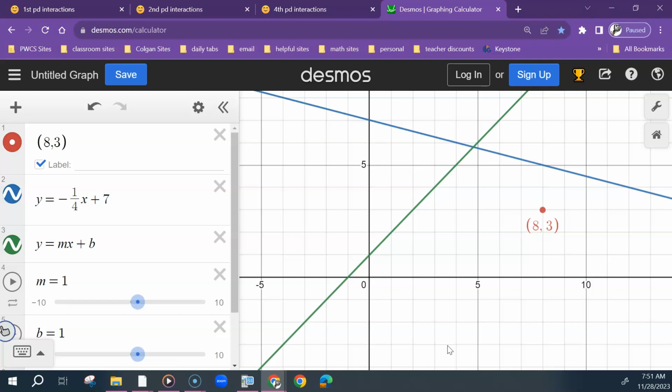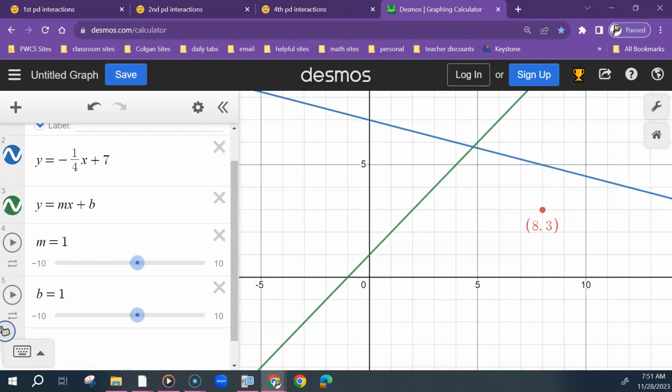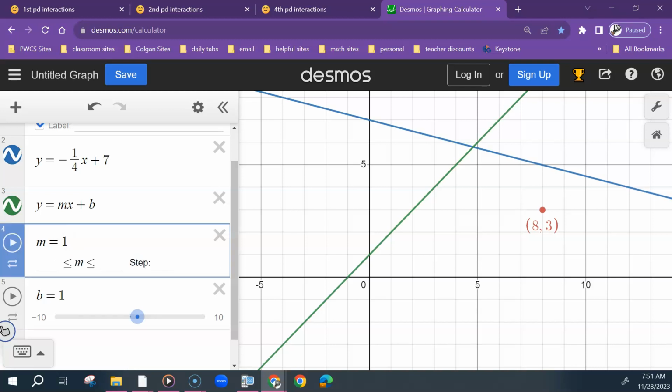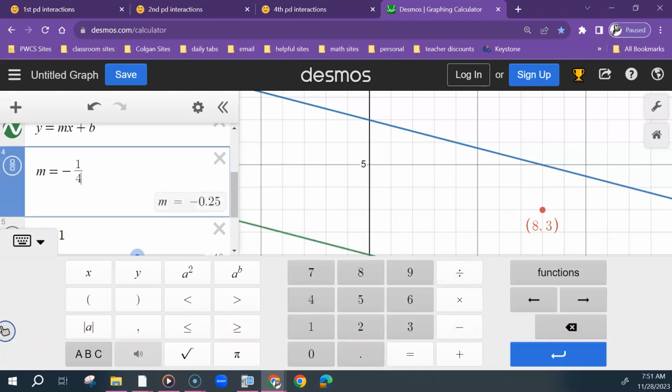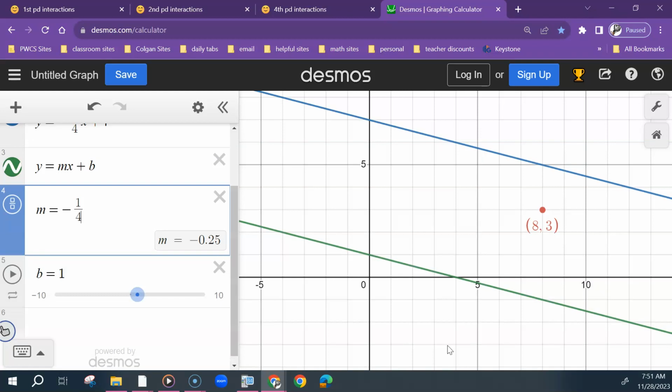When you do that, since for number 6 we were looking for something that is parallel, if it's parallel to this original, what would our slope be? If it's parallel to this original one, what would that slope be? -1/4, so we're going to type that into M. And then you can either hit play or move it manually on B until it goes through that point.